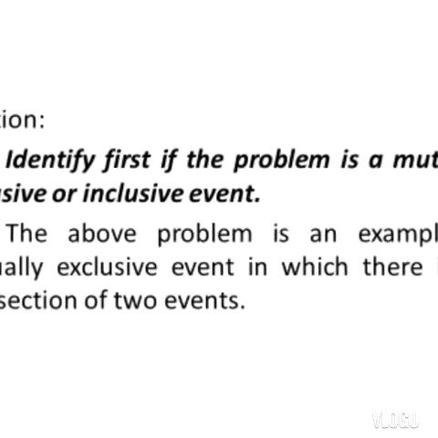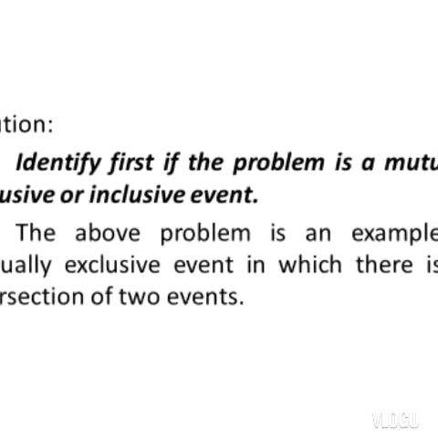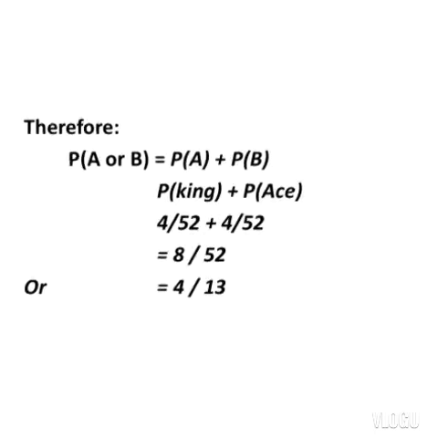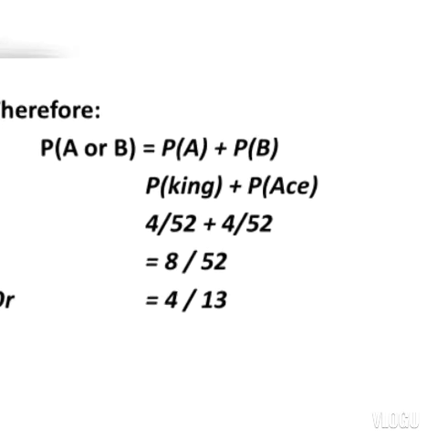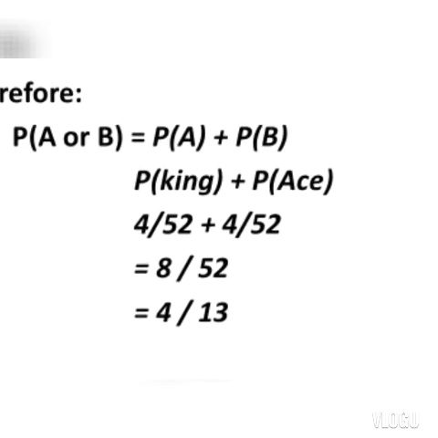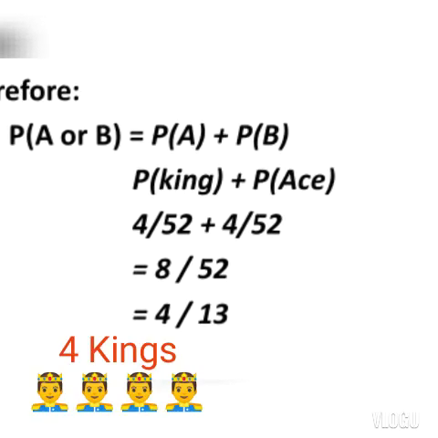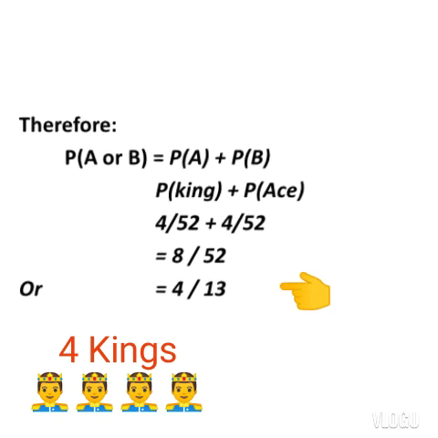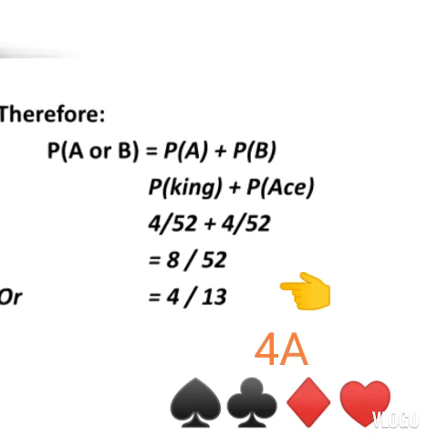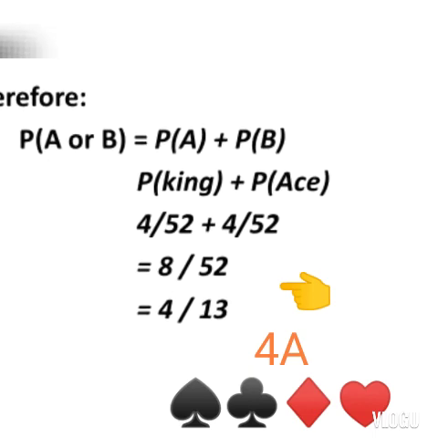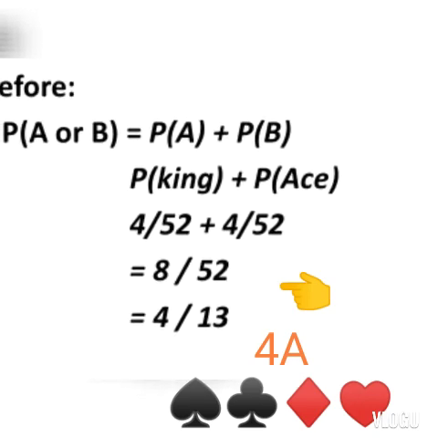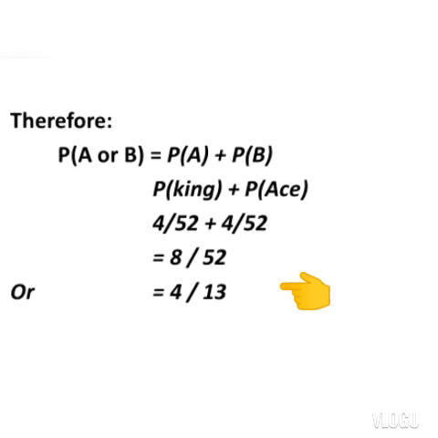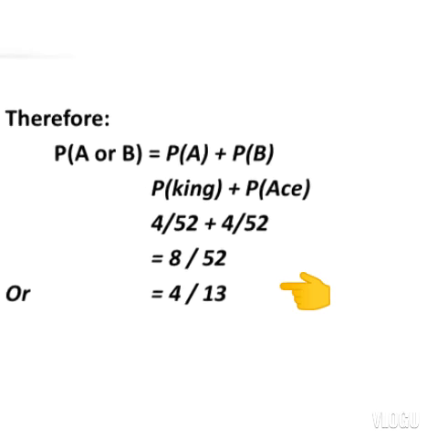Therefore, we are going to use the first formula in getting the probability of a compound event. That is the probability of event 1 plus the probability of event 2. Applying it with our given, the probability of getting a king is 4 over 52 because there are 4 kings in a standard deck of 52 cards. The probability of getting an ace is also 4 over 52 because there are 4 aces in a standard deck of cards. Combining them together, the probability of the first event plus the second event gives us 8 over 52. Always express it in lowest terms, so it gives us 4 over 13.